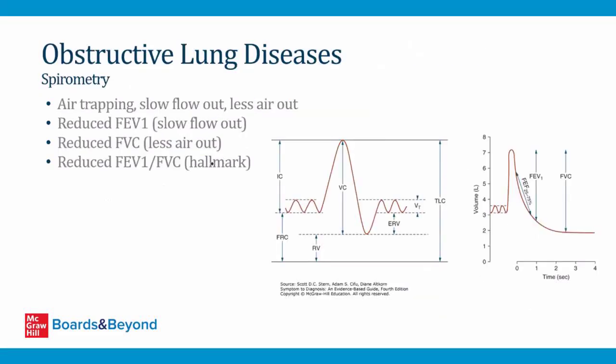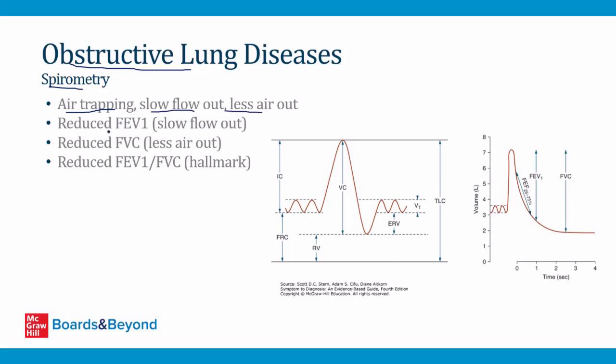So COPD is the classic example of an obstructive lung disease, which I talk about in detail in the video on pulmonary function testing. But I just want to review the expected spirometry tests in a patient who has obstructive lung disease, including a patient with COPD. In obstructive lung diseases, there is air trapping inside the lungs. There's slow flow of air out and less flow of air out.